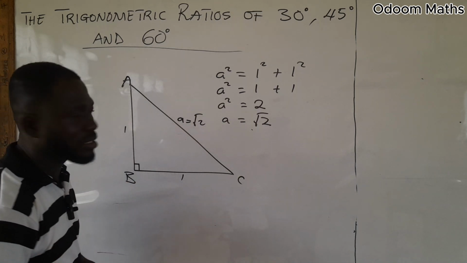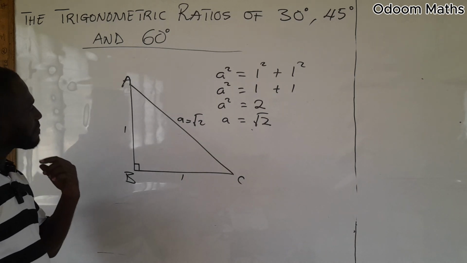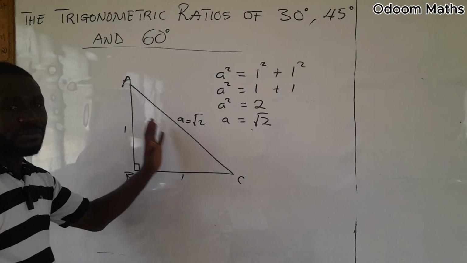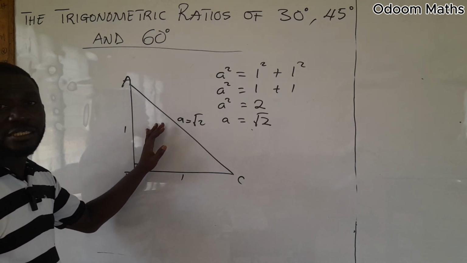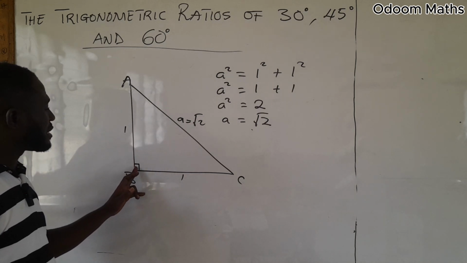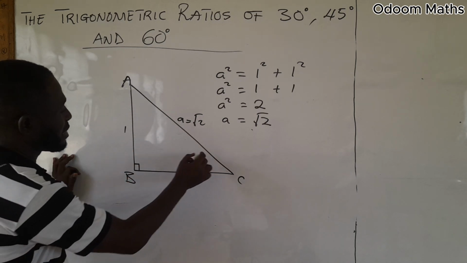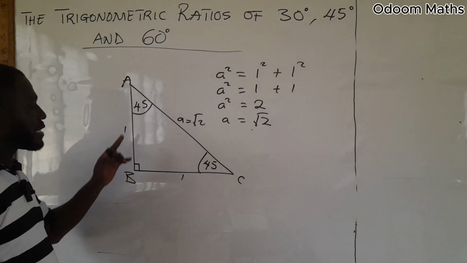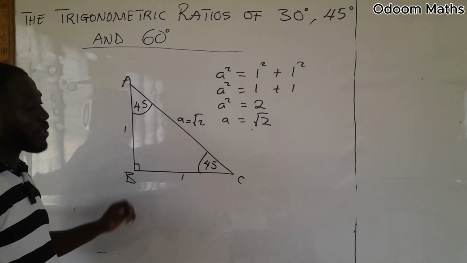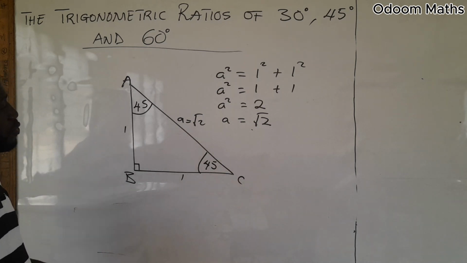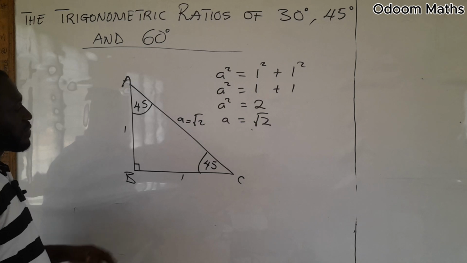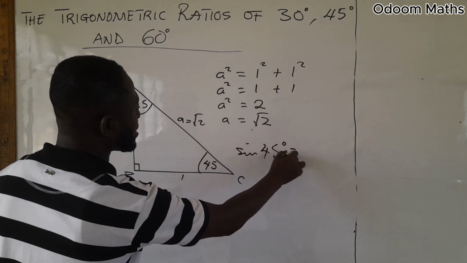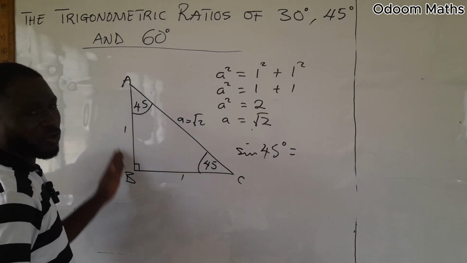And one thing more. We said this is a right angle triangle, so when you add all the angles, you should get 180 degrees. This is 90, and since these two sides are equal, this angle is 45, and this angle is also 45 degrees, so that these two with this one give us 180 degrees. Now let's look at sine 45 degrees. The 45 can be this one or this one. So sine 45 degrees becomes, sine is opposite over hypotenuse.